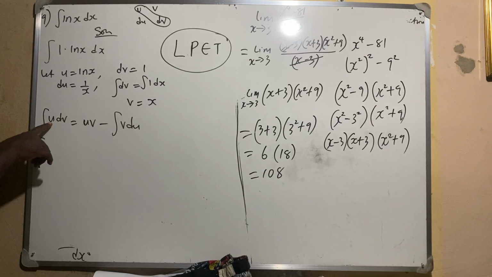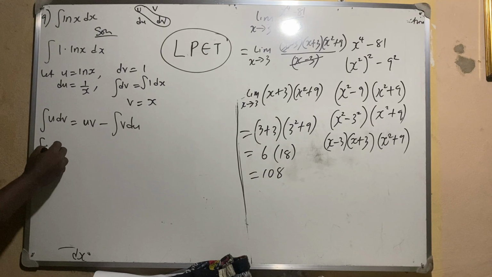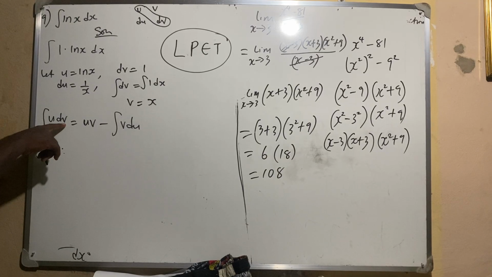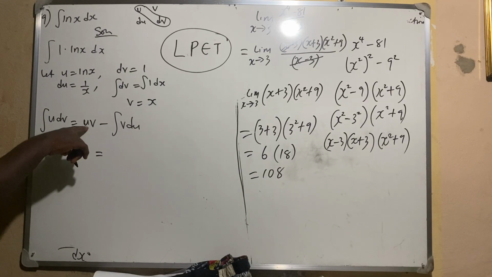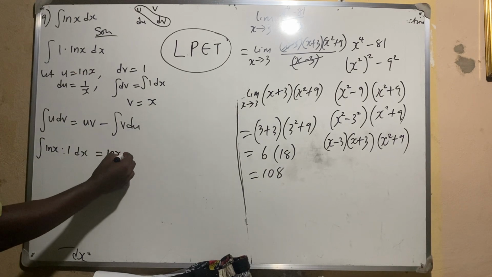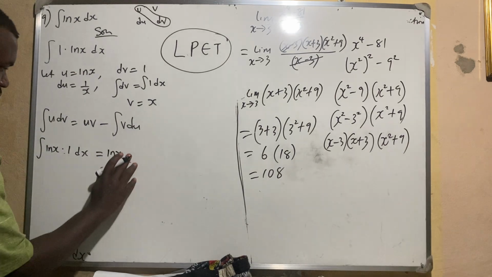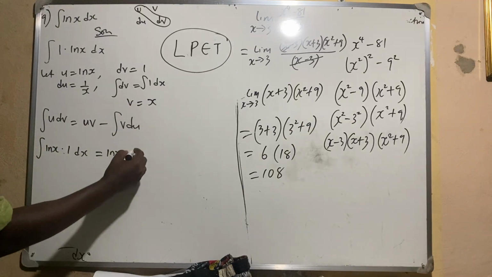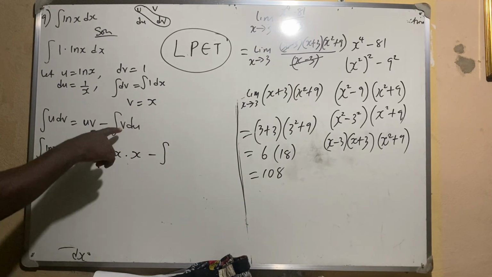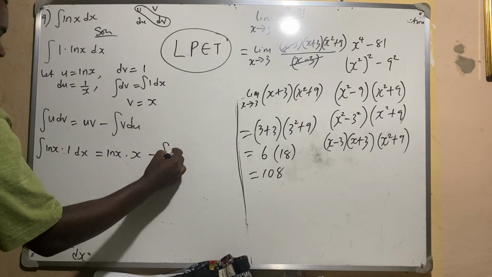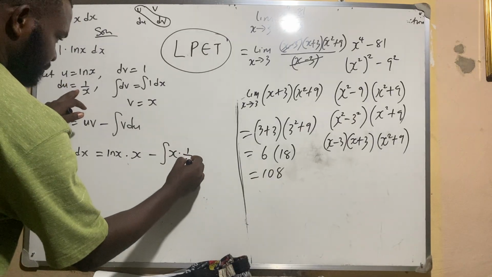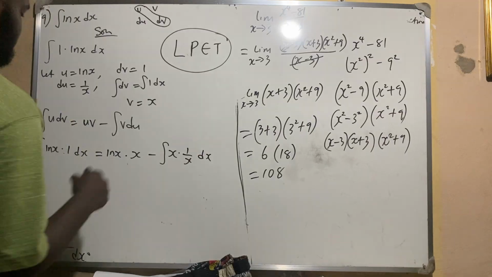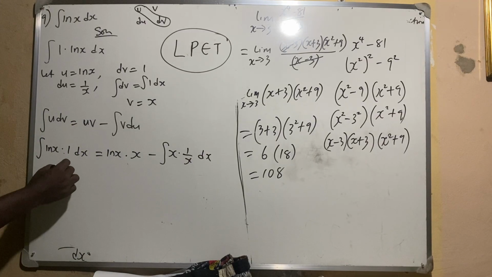This is now the integral of what is my u? My u is ln x times what is my dv? My dv is 1 times dx. This is equal to my u again, ln x, times what is my v? My v is x, then minus the integral of what is my v again? My v is x. What is my du? My du is 1 over x. So if you now do this, you now have x times 1 over x.